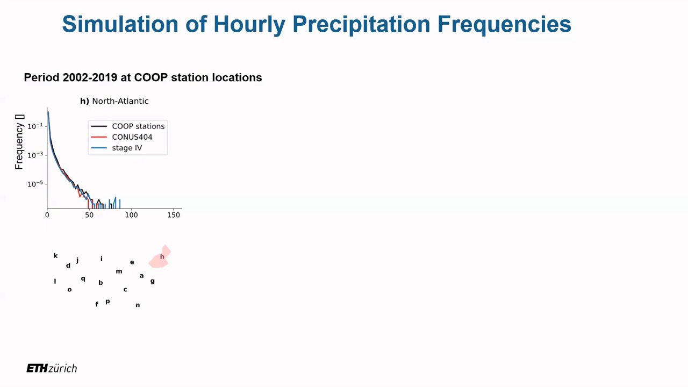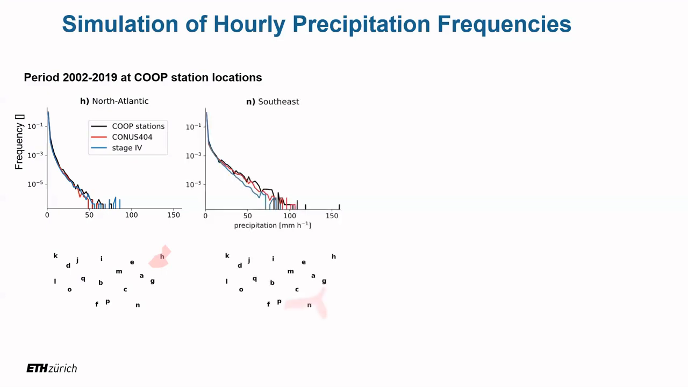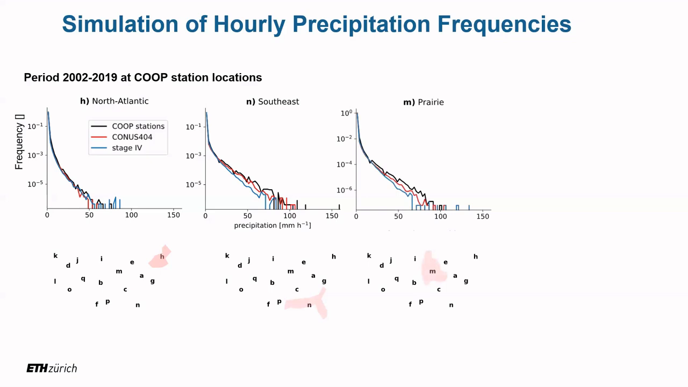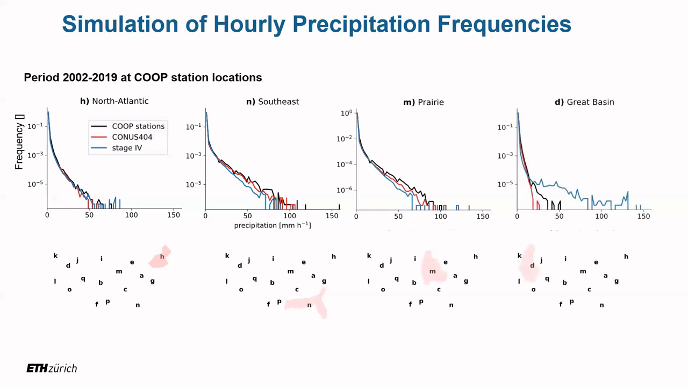Comparing to co-op stations, these are hourly precipitation stations that we have there, and Stage 4, which is a radar data set that we have over the US. You can see the red line, which is the WRF model, lines up with the other data sets extremely well, even for the tails. This is also true for the Southeast, so this is Florida, the Gulf Coast. Higher hourly precipitation values, and the model is, I would say, at least as good as the satellite data set compared to the stations. Same for the prairie, so very different climates that we're looking at here, but the model holds up pretty well.